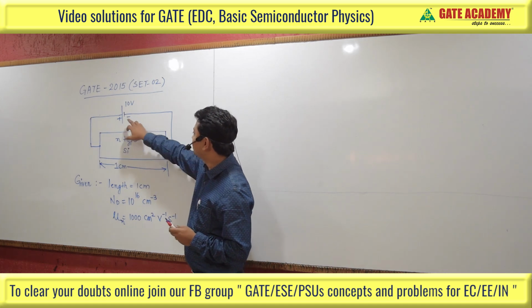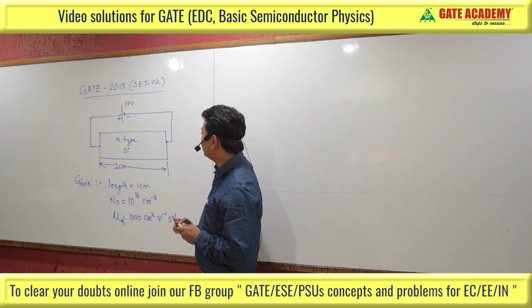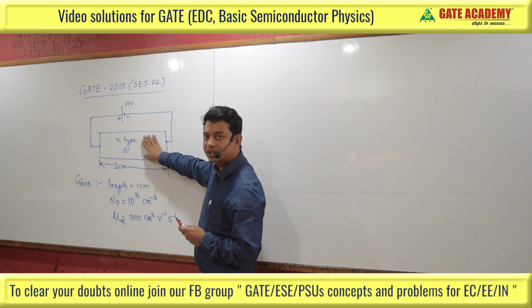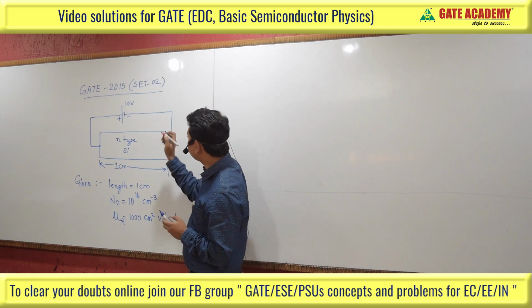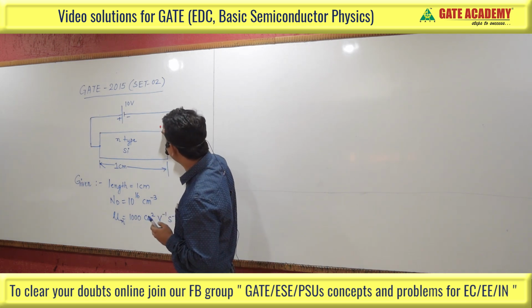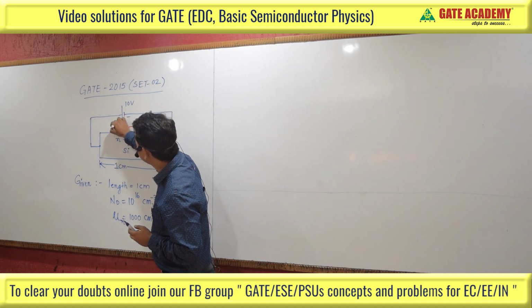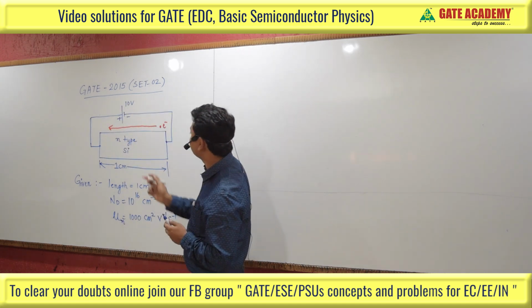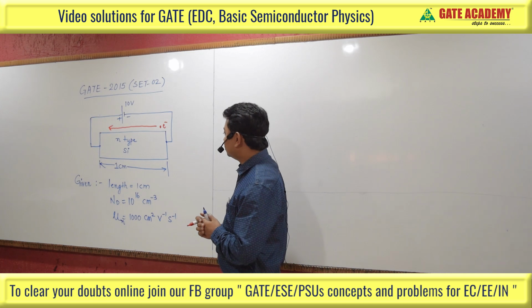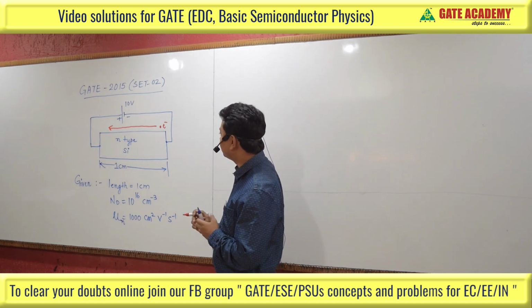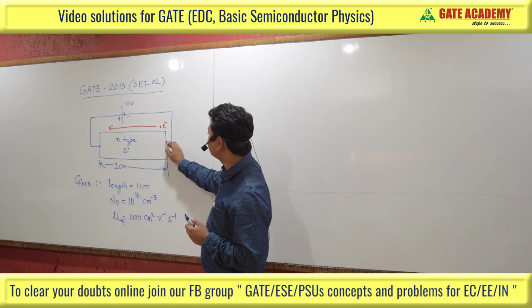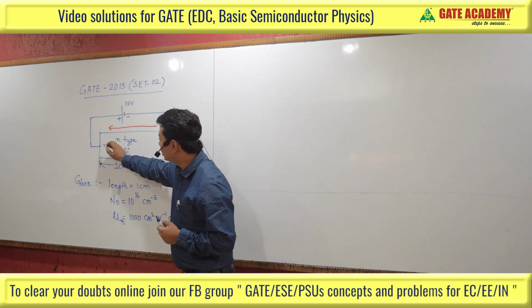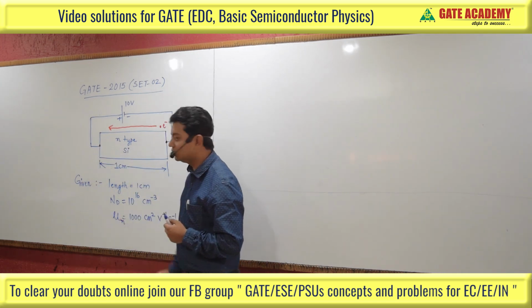So according to this question, when a constant DC voltage of 10 volt is applied to the N-type silicon bar, because of the negative polarity on the right side, the electrons, which are the majority charge carriers inside this semiconductor bar, will move towards the left side. This is the movement of electrons in the semiconductor bar. The question is: what is the time needed by the electron to move from one end of the semiconductor to the other end?